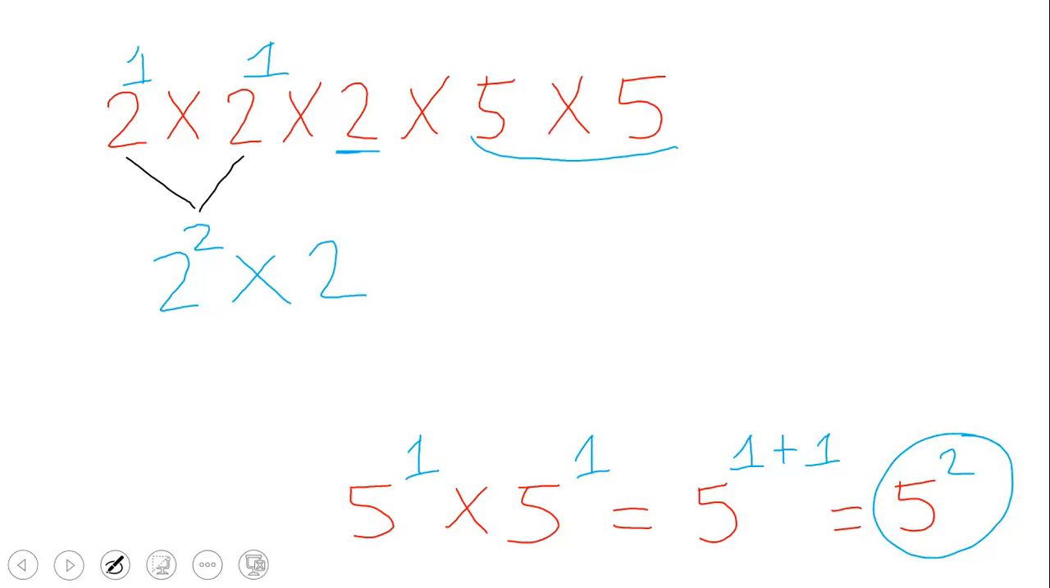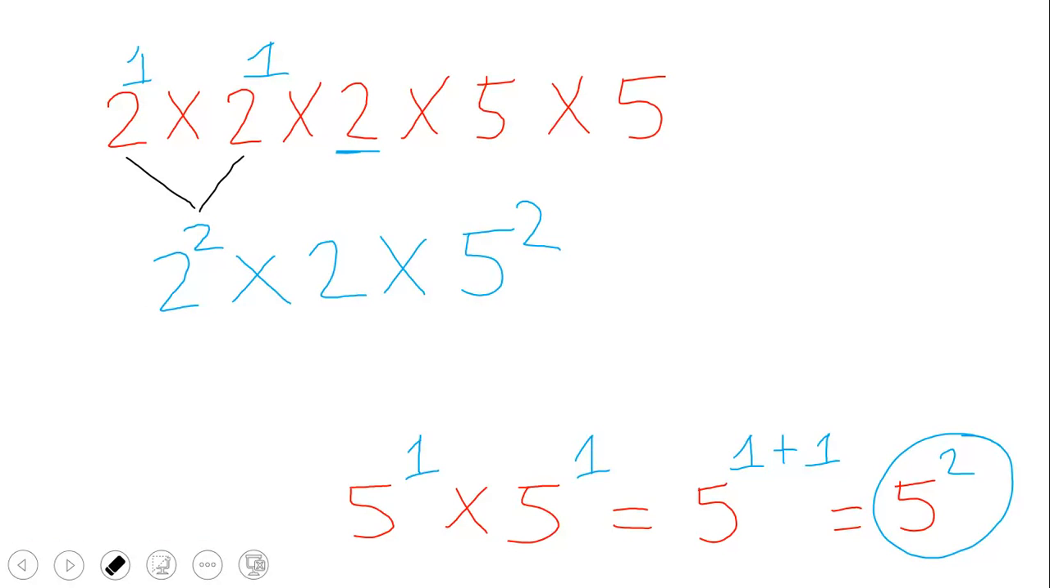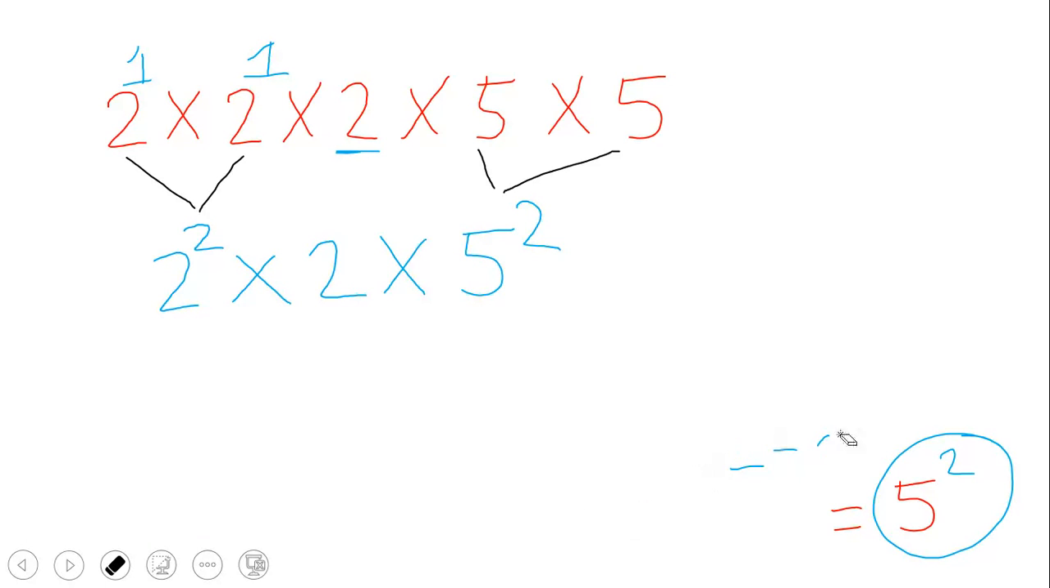So we have 5 squared. We're going to take 5 squared and write it here. So thus we have that 5 times 5 is 5 squared. Okay, we are almost done.